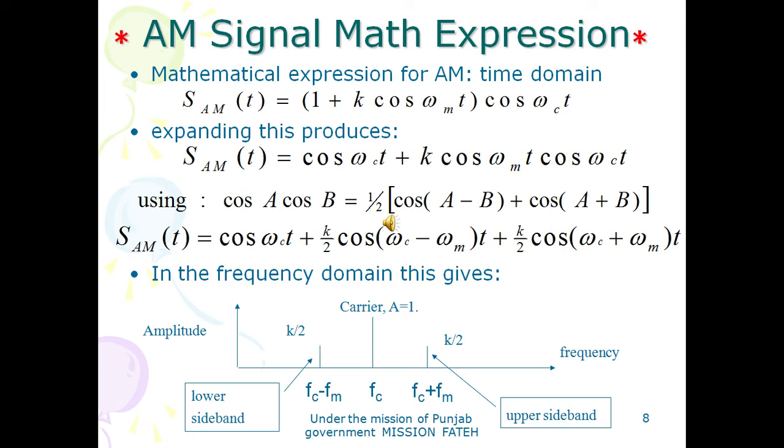K is the constant, and this modulation index lies between 0 to 1, and it is expressed as a percentage. Then it is called percentage modulation.